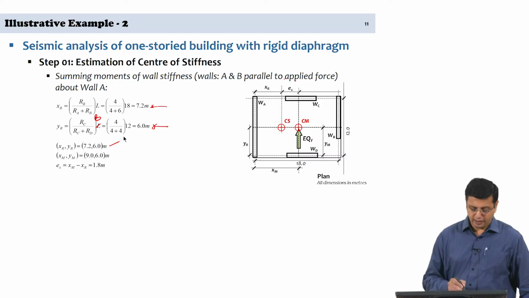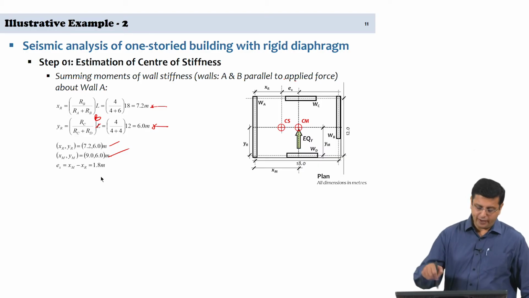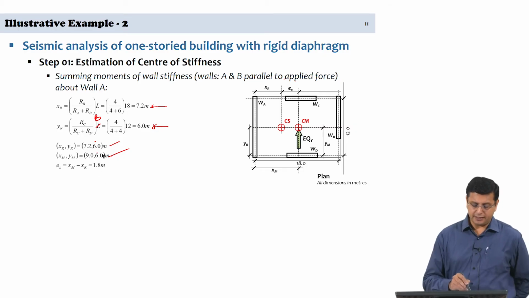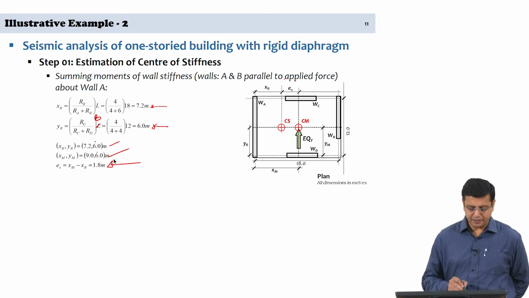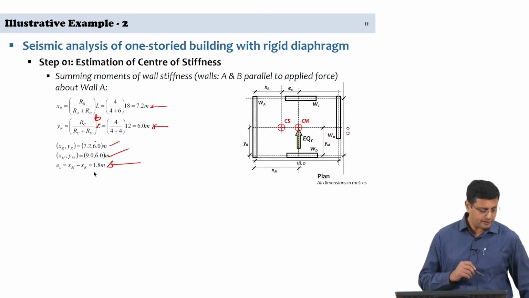xm, ym, we originally talked about this, we consider that it is at the geometrical center. So, 18 and 12, 9 and 6 is xm, ym. You see that along the y direction you do not have eccentricity, the point is 6 and 6 there, and therefore the coordinates are 6 and 6 there. So, there is no eccentricity in that direction, but you have eccentricity in the x direction. So, Ex is equal to xm minus xr, and therefore we estimate the eccentricity as 1.8 meters.